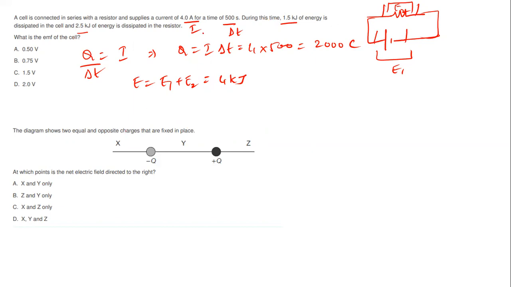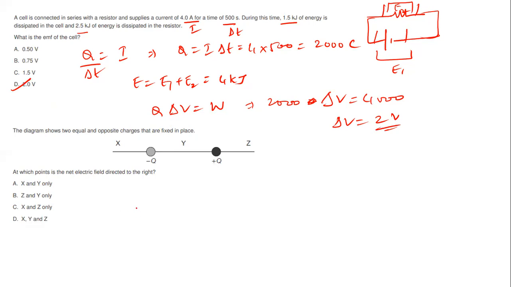Now, what is given here? Q is given. When I say energy, energy is related to EMF by the formula Q times delta V is equal to work done. So what is Q? 2000. So 2000 multiplied by delta V is equal to the work done, which is the energy dissipated, which should be 4000. Solve it. Delta V should be equal to 2 volts. So the answer is done.